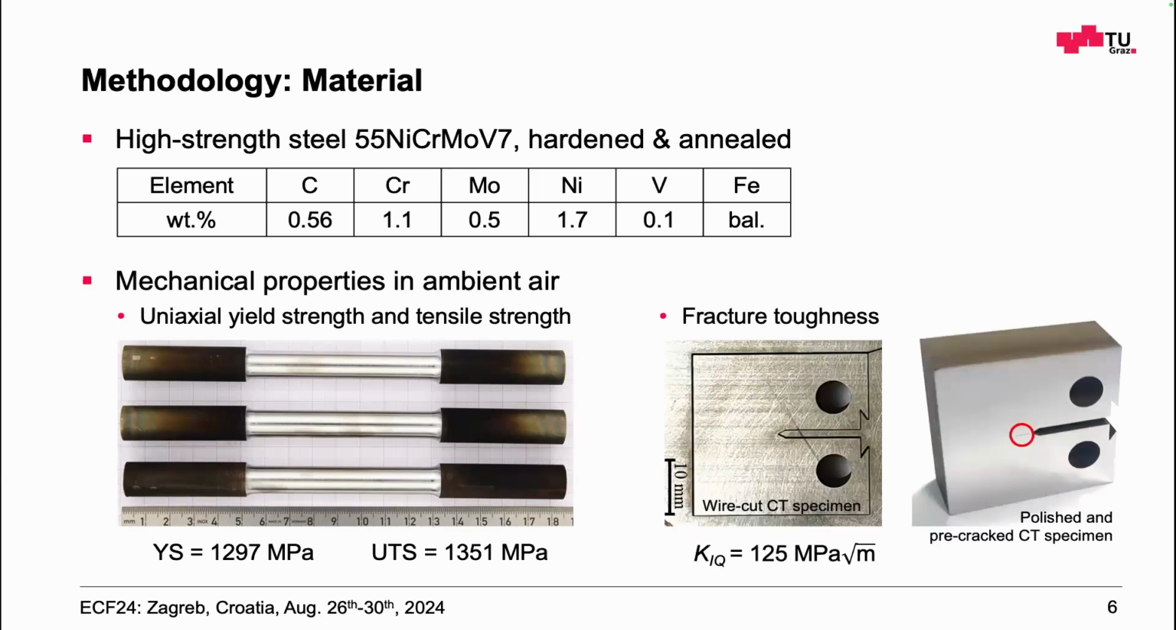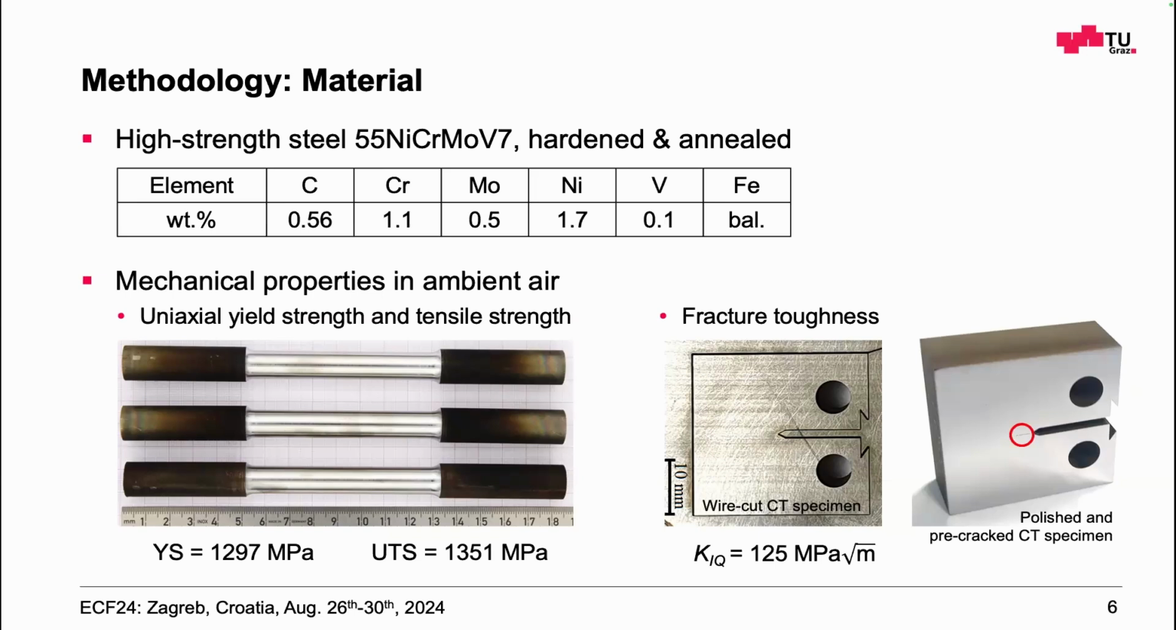We also calculated the fracture toughness using such samples. So the fracture toughness without hydrogen, so at ambient air, is about 125 megapascal square root meter. Here I have to add the information that this sample is comparatively thin. Normally, if you do this testing, you use samples which are quite wide to ensure that you have a plane strain condition at the center.